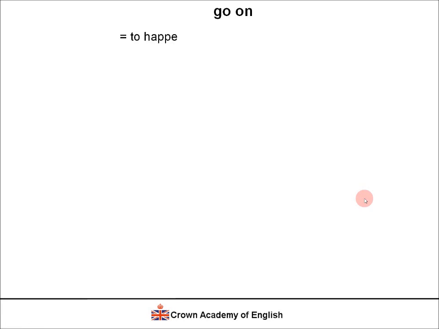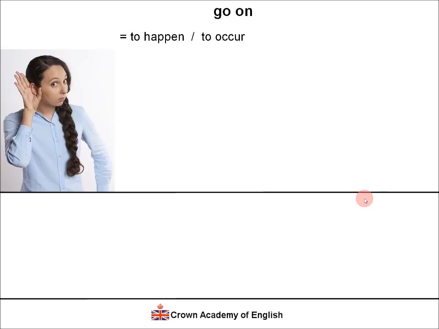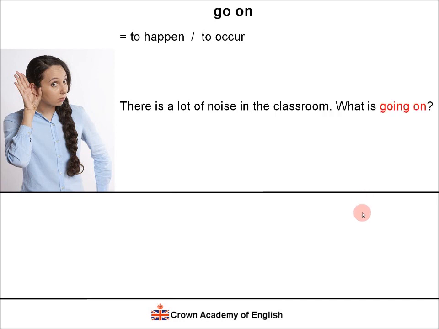Go on. This simply means to happen or to occur. There is a lot of noise in the classroom. What is going on? So with this question, we're asking, what is happening? This is the same meaning as what is happening. What is going on? What's going on over there?